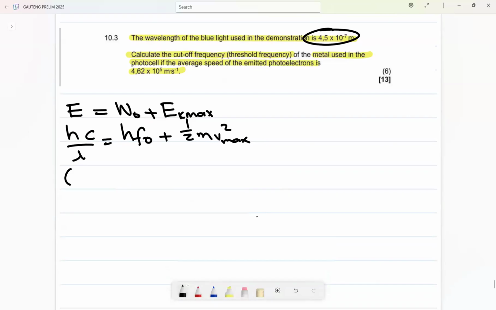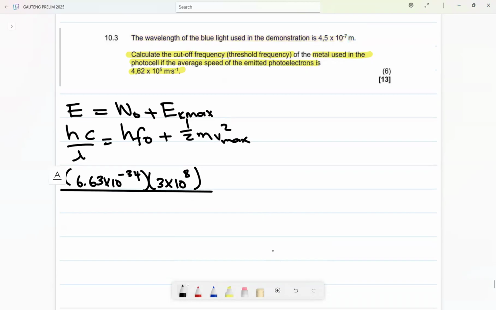It's just a matter of substitution. What is my h? 6.63. Yes, I think it is 6.63 times 10 to the power of negative 34. And then c, the speed of light, 3 times 10 to the power of 8, divided by the wavelength, which I'm given in meters, 4.5 times 10 to the power of negative 7. It is in meters, it is good.